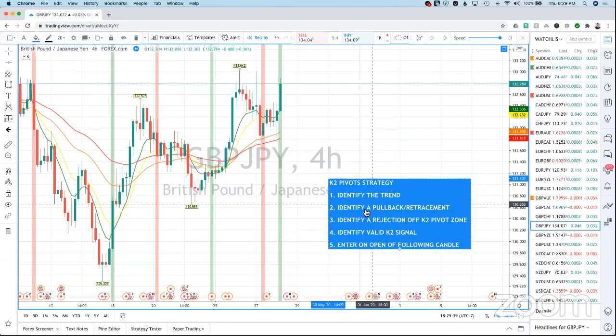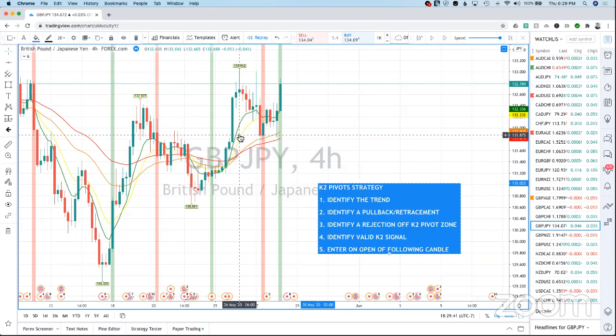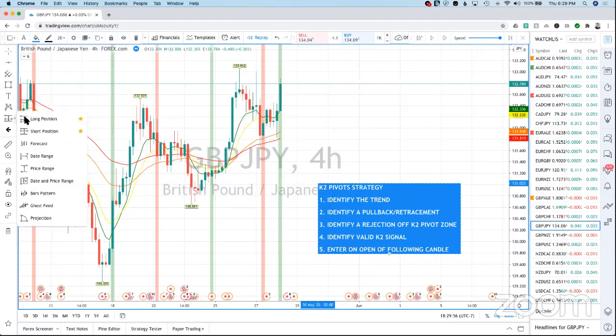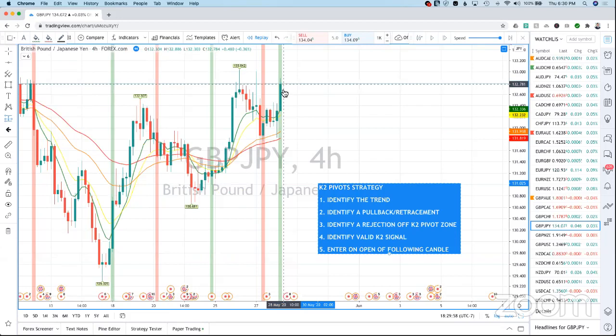So same requirements. Identify the trend. It's in a strong uptrend right here because price is above the K2 pivots and they're spread out. Identify a pullback. So price shot up, retraced right here. Identify rejection, rejected off level 4 right here, pushed on up. Lastly, identify a valid K2 signal. Right here we have a valid buy signal or a buy.